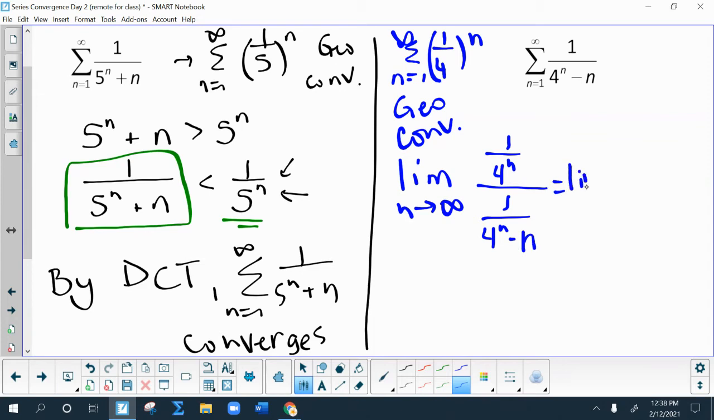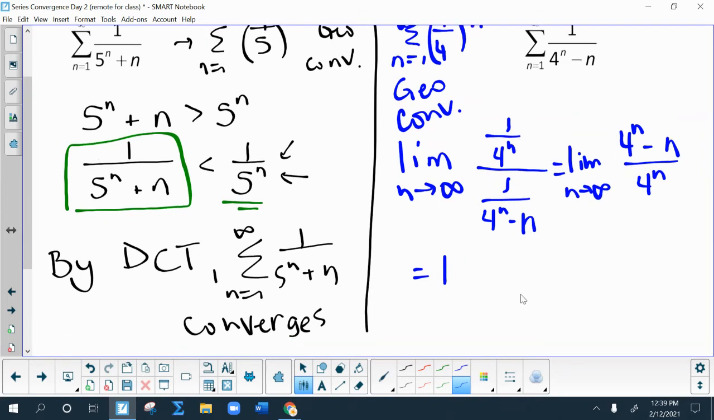This becomes the limit as n goes to infinity of 4 to the n over 4 to the n minus n. And these two exponentials are behaving in the same way. They have the same n behavior, which means that the limit would be their coefficients. This n doesn't matter to us in this problem. So the limit is equal to 1. And when the limit is between 0 and infinity, as long as it's a number, that means that the two series do the same thing.